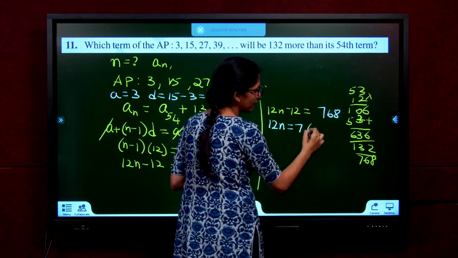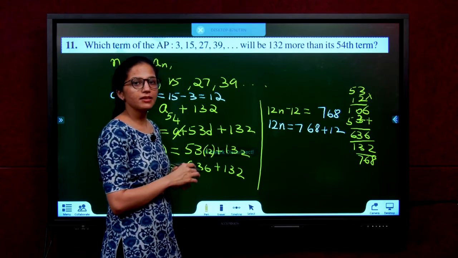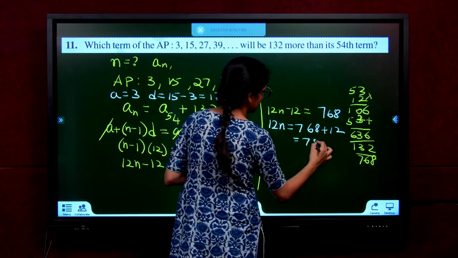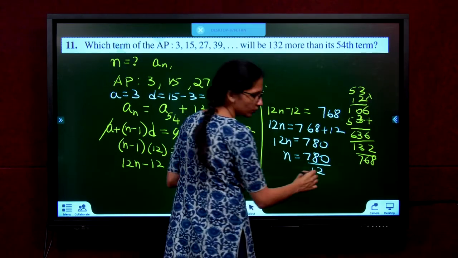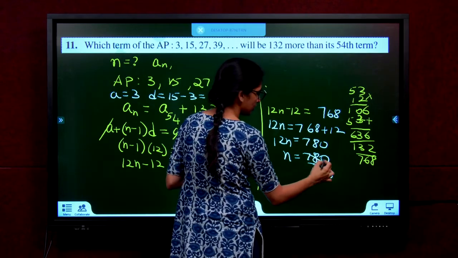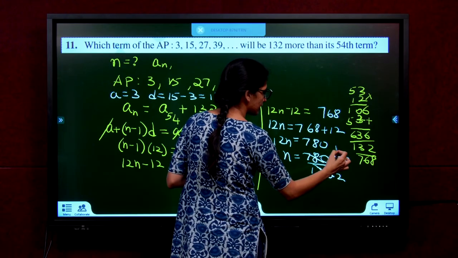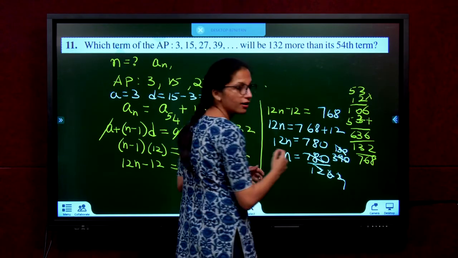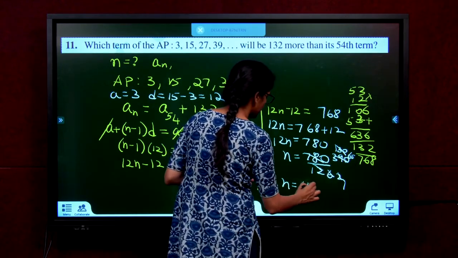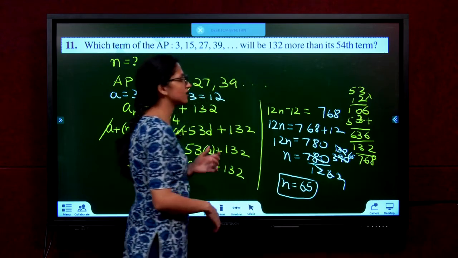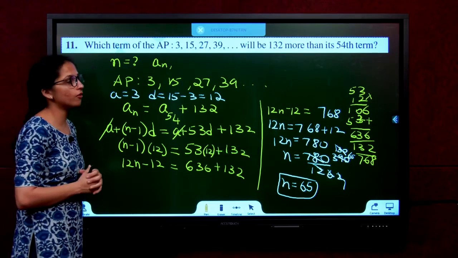12n is equal to 768 plus 12. 768 plus 12, 780 is equal to 12n. N is equal to 780 by 12. 65. Value of n is 65. That means the 65th term of the AP will be 132 more than its 54th term.